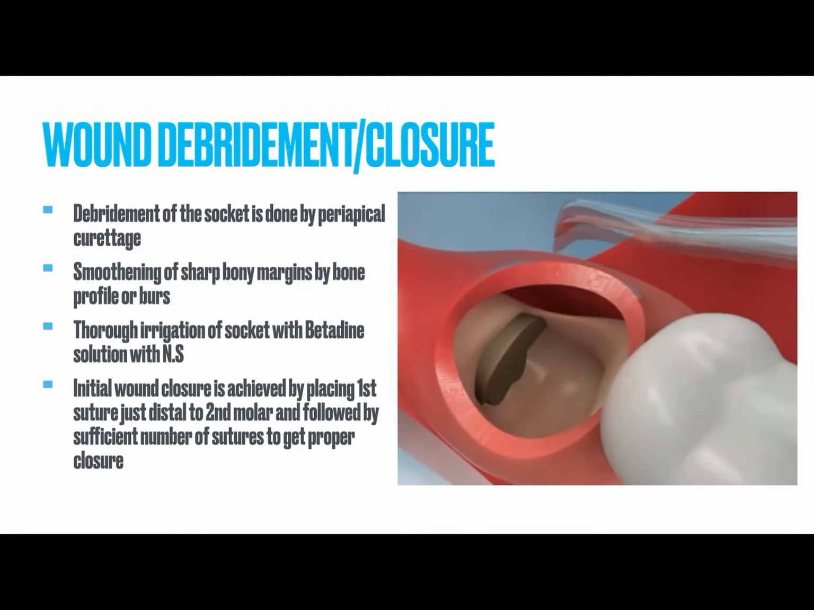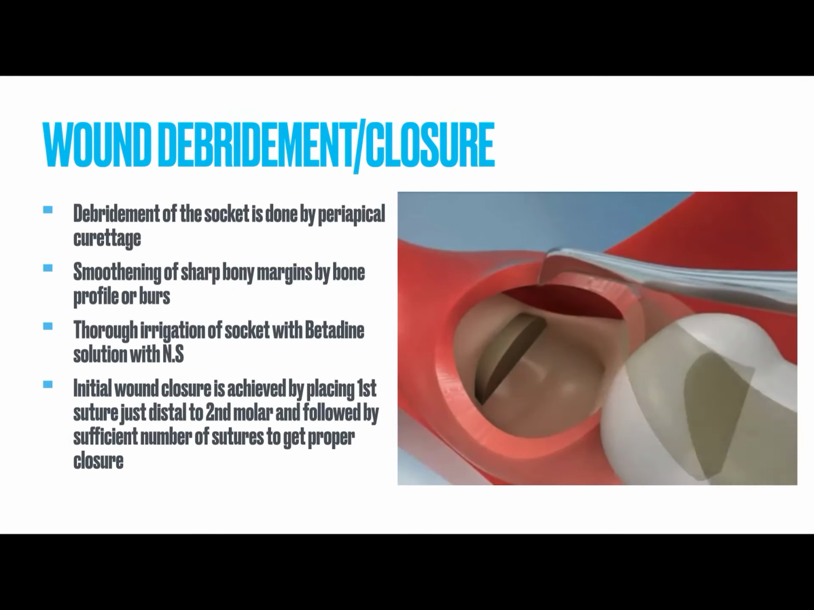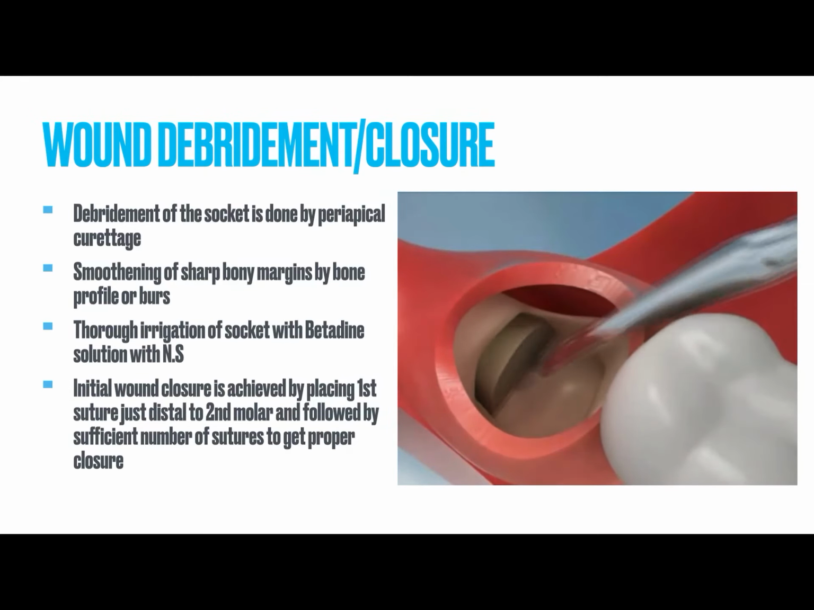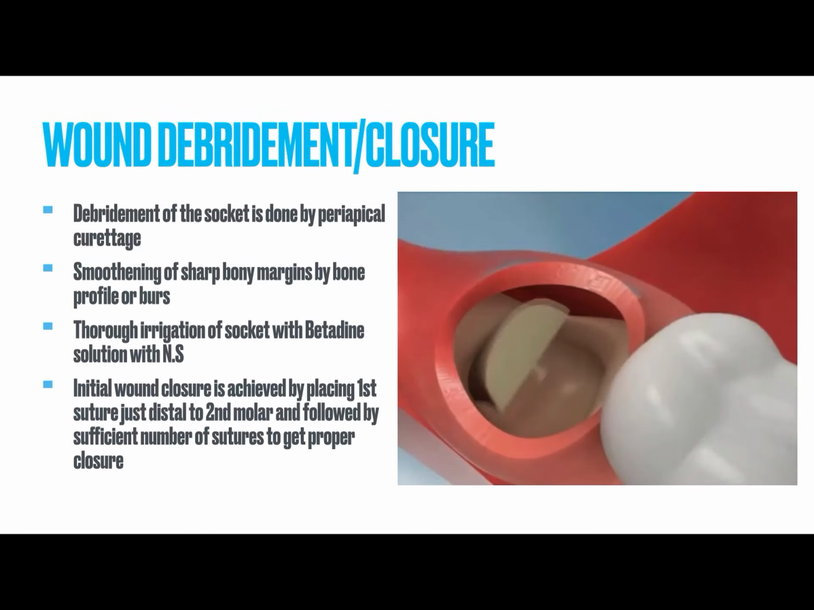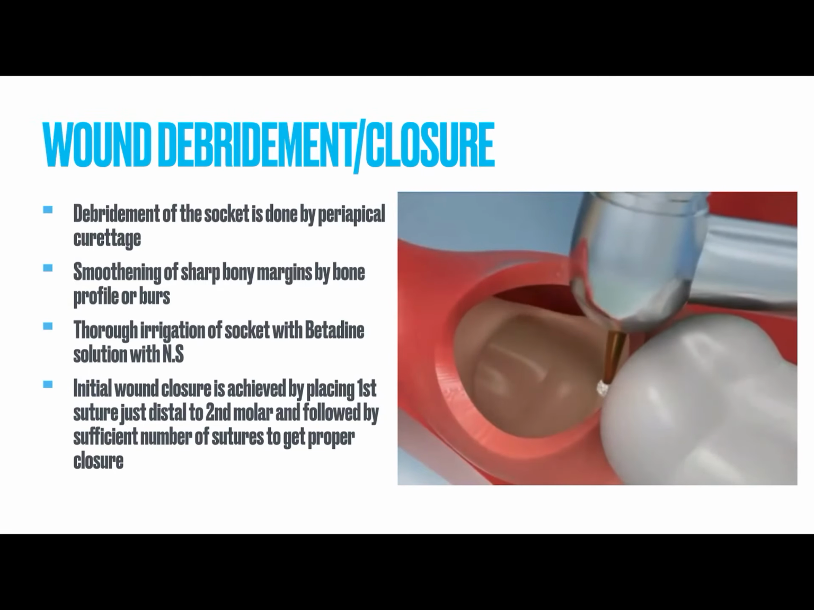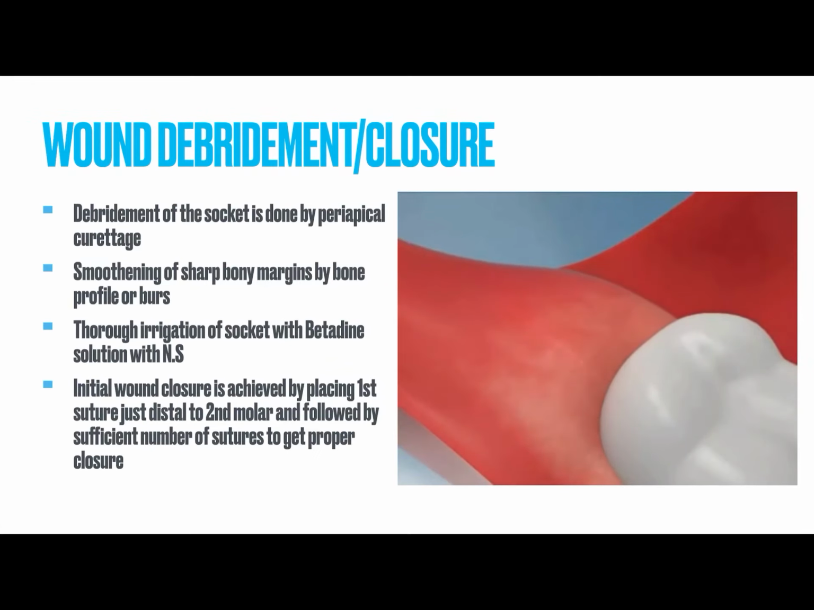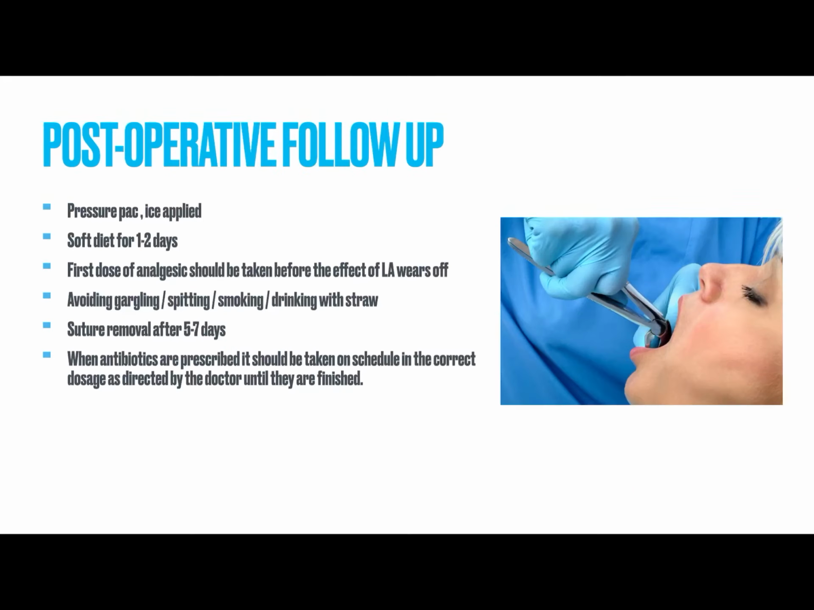Initial wound closure is achieved by placing the first suture just distal to the second molar, followed by a sufficient number of sutures to get a proper closure. As we see in the demonstration, we have smoothing of the sharp bony margins and placing the sutures, the first one distal to the second molar. Then we have post-operative follow-up, which is the typical instructions after a surgical procedure.